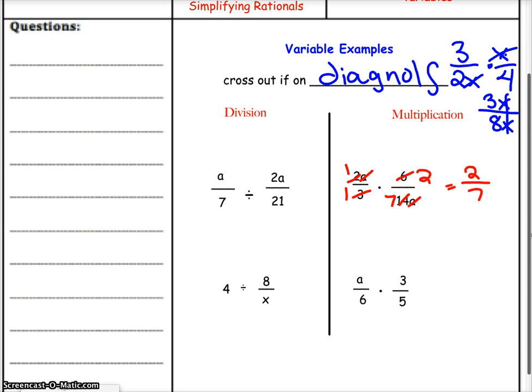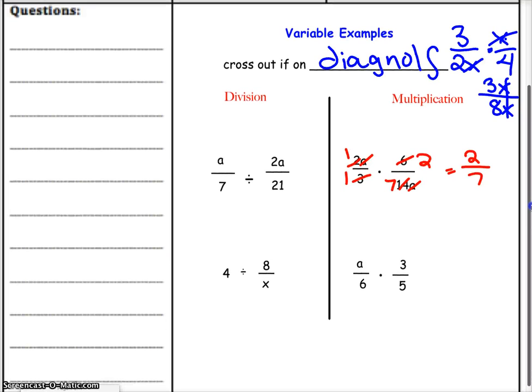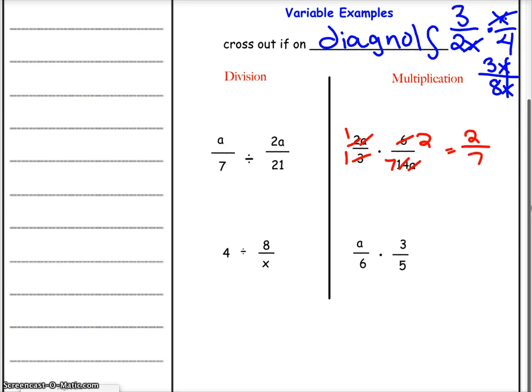Some of you might not like the variables. You can save them till the end if you want and do it the old-fashioned way too. That's totally acceptable, and it doesn't take any more time. So maybe it helps you visualize it a little more. Let me just model through that one quick. If you cross simplify the coefficients, then you could go a times 2 is 2a, 1 times 7a is 7a, and then notice you can cross those out. That's another effective strategy too.